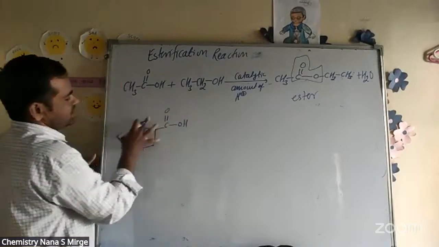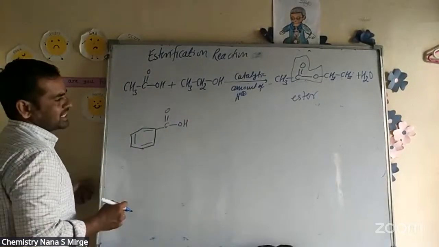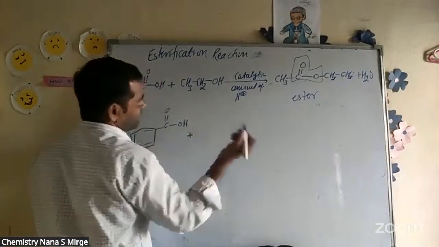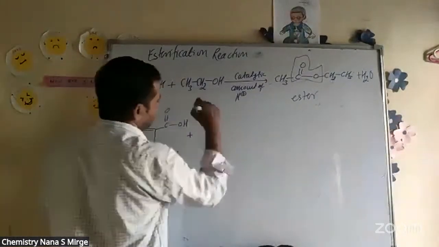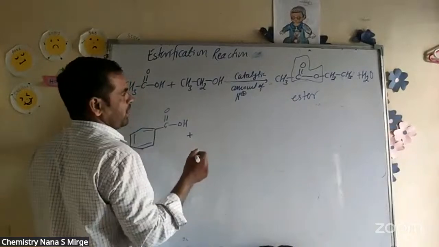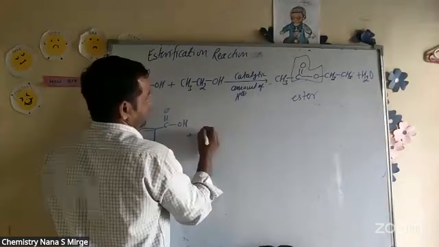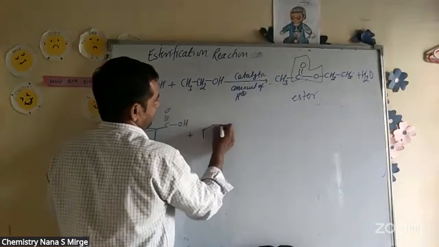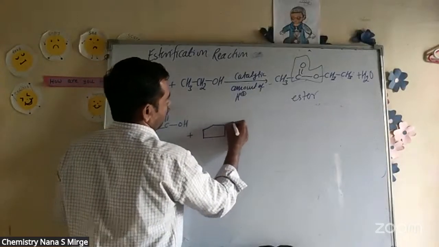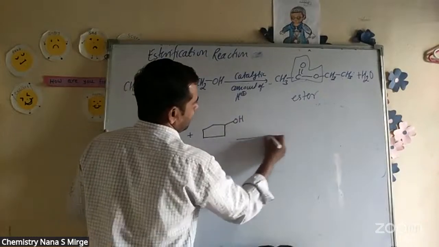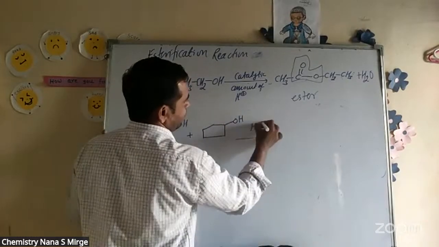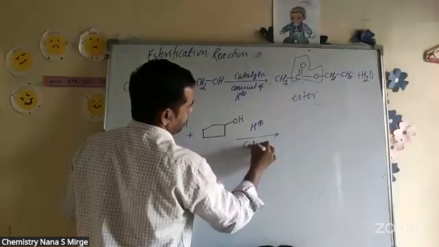Again, this group R and this acid functionality. And you have any alcohol. For example, propane, butane, pentane, hexane. So you can have something like cyclopentane. This is cyclopentane, in the presence of a catalytic amount of H plus ion catalyst.